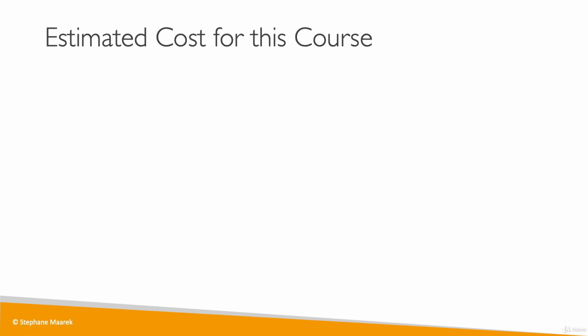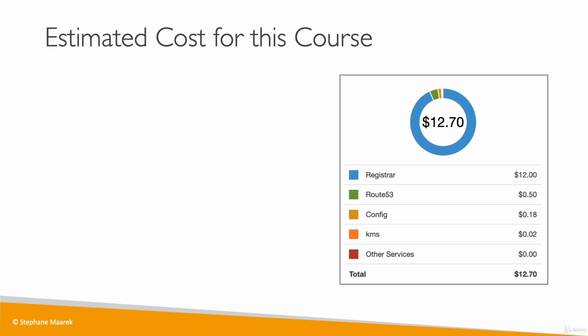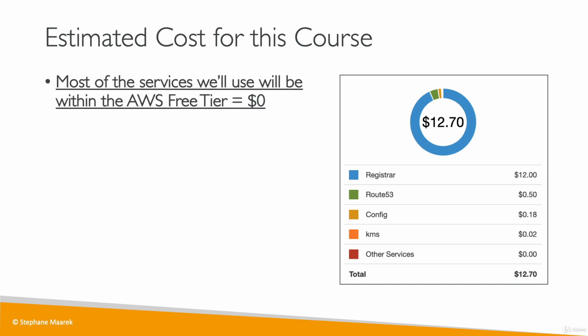Finally, I said we are going to practice in this course. So you may have a question, which is how much will this course cost me? This is how much it cost me at the end of this course, $12.70. But I want to tell you right away that most of the services we'll use in this course will be within the AWS Free Tier. So there is a chance for you to have a cost of 0.